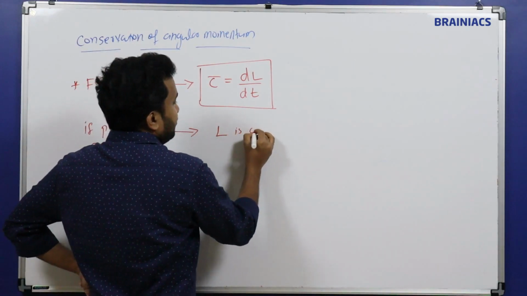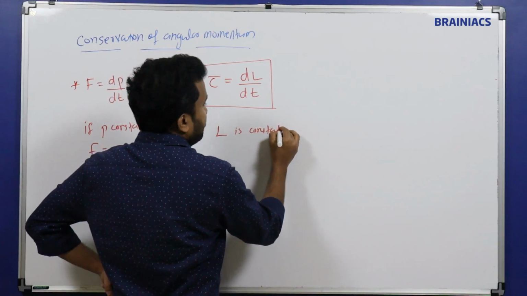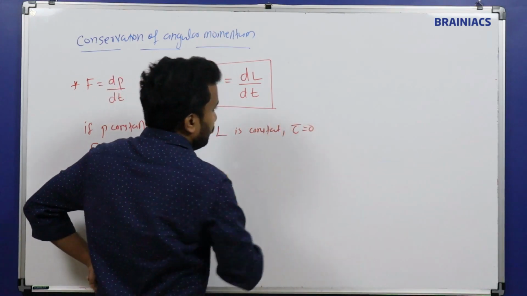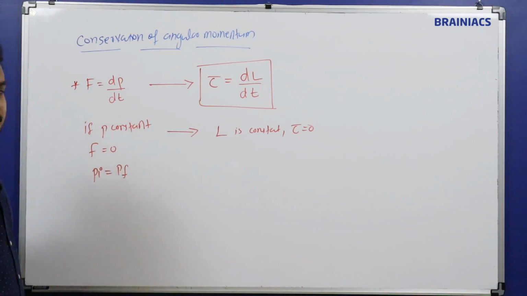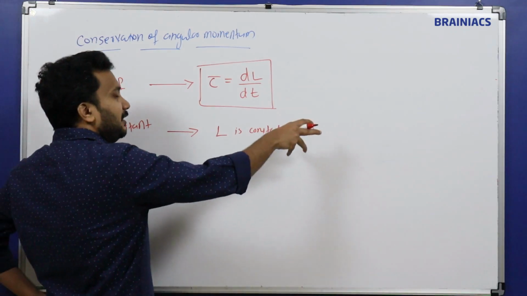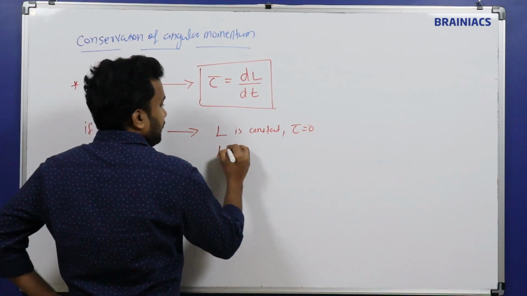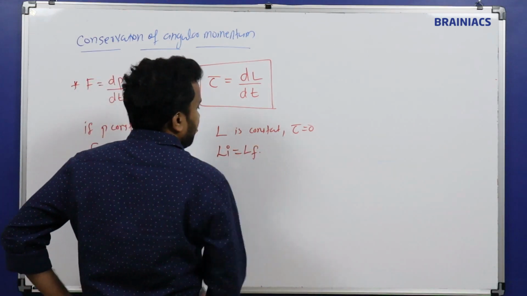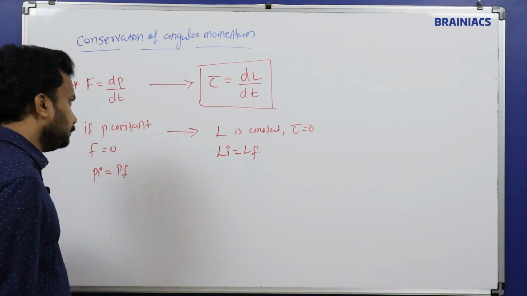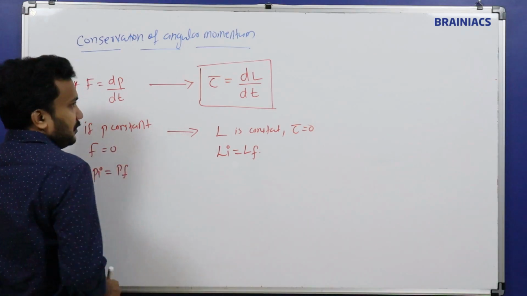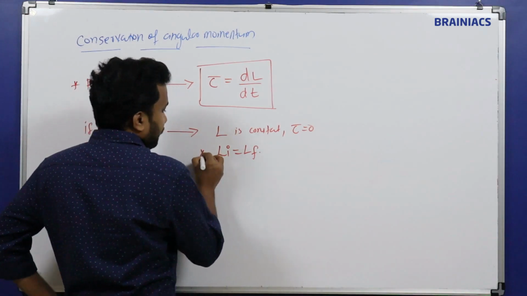If L is constant, we can say torque is equal to 0. So in conservation of angular momentum cases, there is no turning effect, and the angular momentum is constant. So initial angular momentum is equal to final angular momentum. These are analogous to each other. So this is one set of equations.